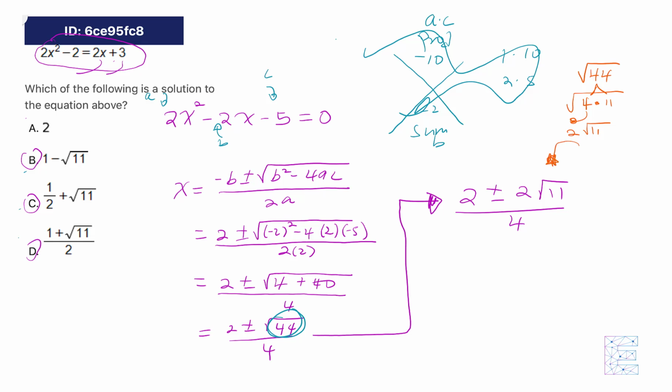Now when you examine your current answer, you'll find that 2 goes into all of these. 2 simplifies here, there, and there. So because 2 goes everywhere, you can divide everything by 2. 2 goes into 2 once, 2 goes into 2 once, 2 goes into 4 twice. So now the final answer will be 1 plus square root of 11, divided by 2. And that, ladies and gentlemen, is D.